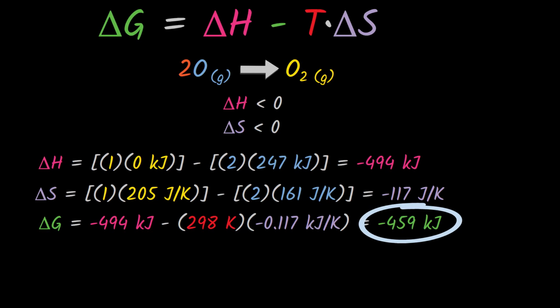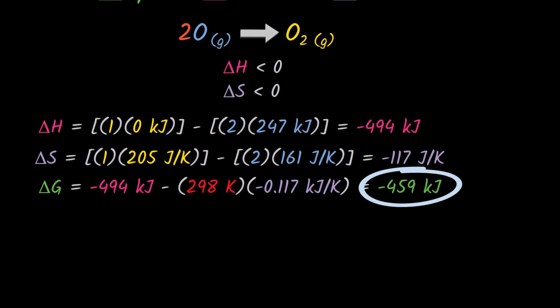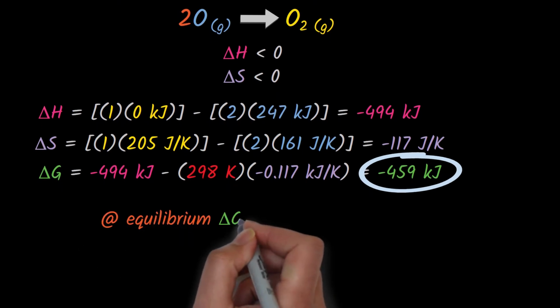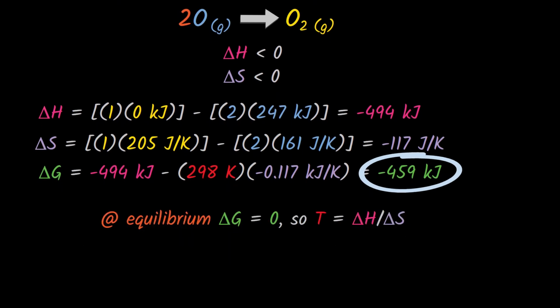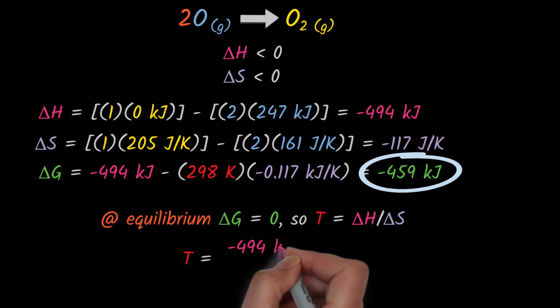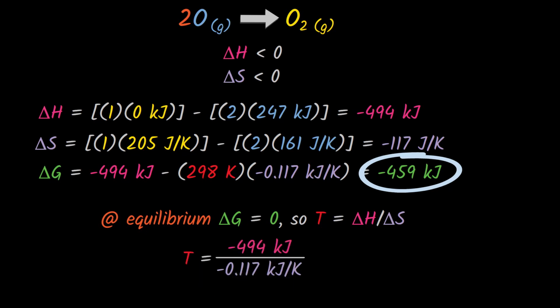We can also use this information to calculate the temperature where this reaction would switch from spontaneous to non-spontaneous. We can set the free energy equal to 0 and arrange the equation so that temperature equals the enthalpy change over the entropy change. We get 4,220 Kelvin. So the reaction below this is spontaneous and above it is not.